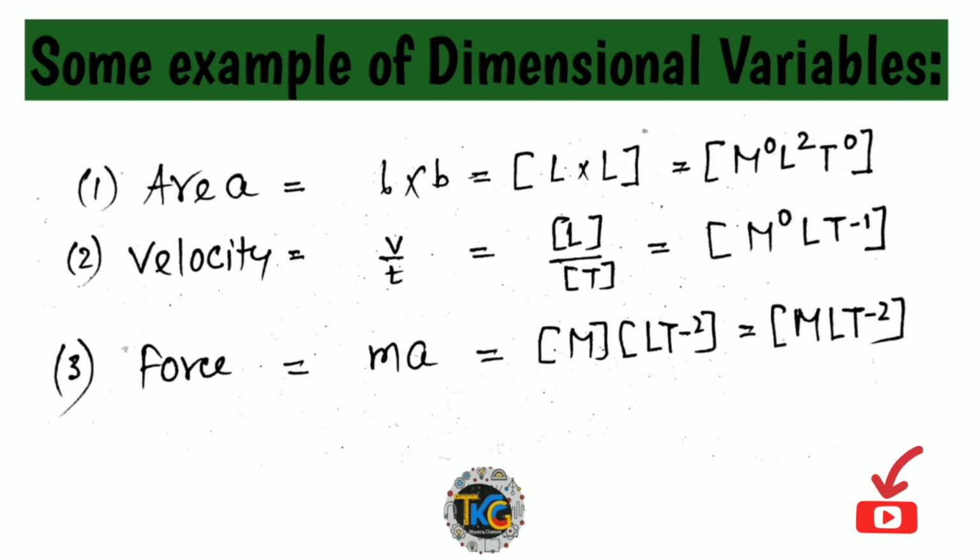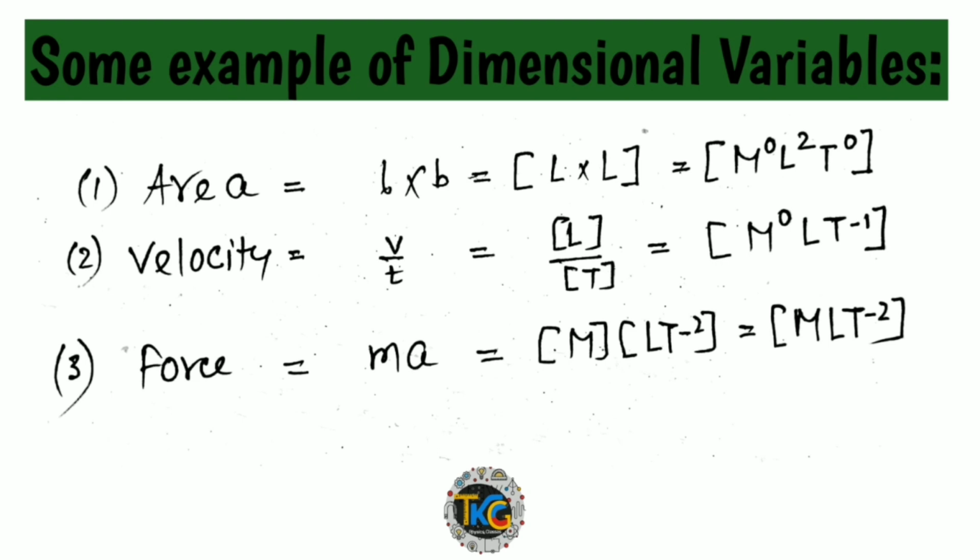To study it, at first we have to check its dimension, then we have to check its magnitude value. Suppose we have to find the dimension of area. We know that area means length into breadth, where for length the dimension is L and for breadth also L. So the dimension of area is L square, and the dimensional formula is M to the power 0 L square T to the power 0. So area has dimension. Now we have to find its magnitude value.